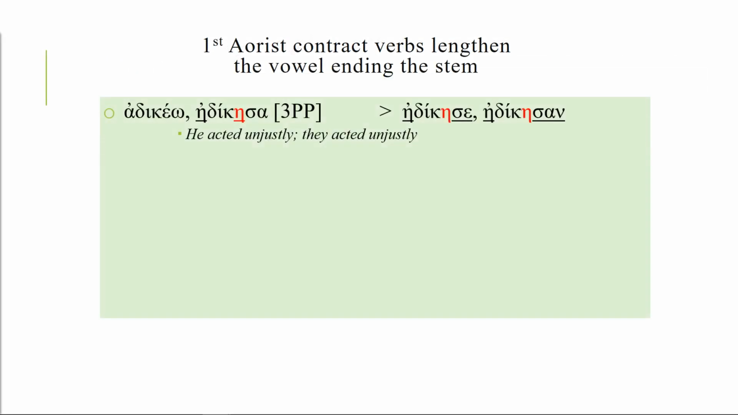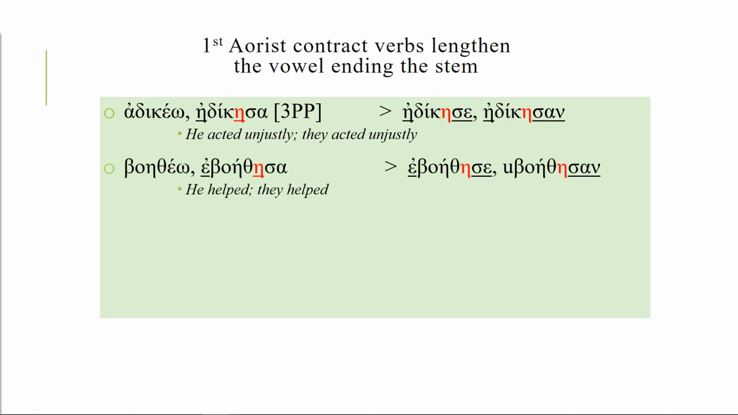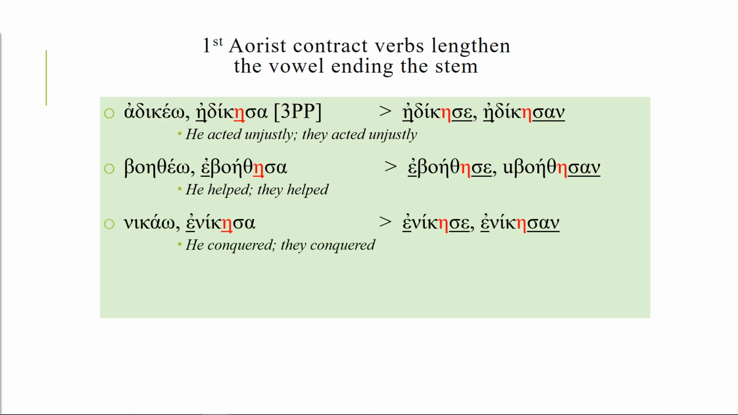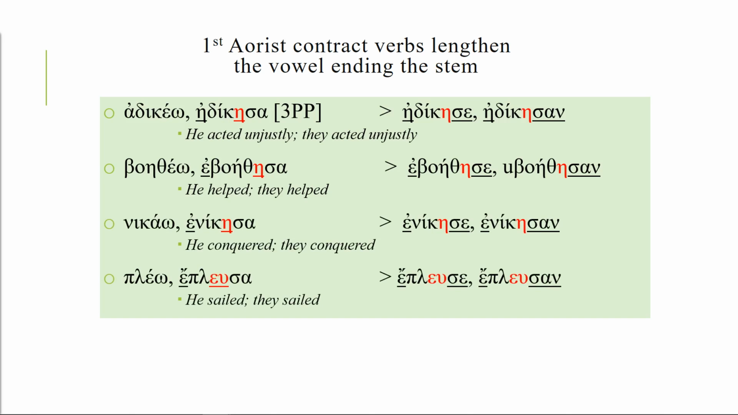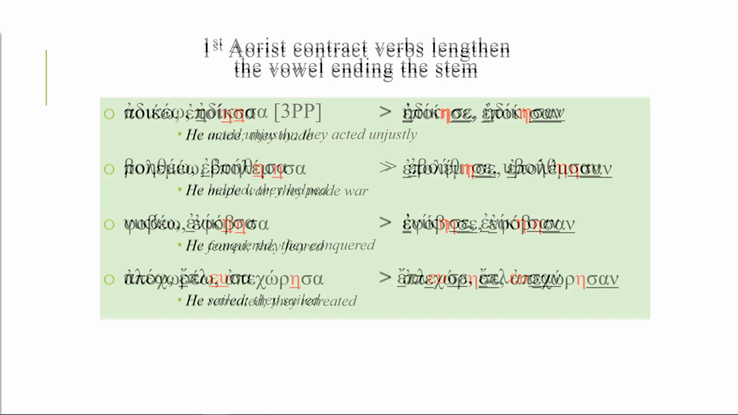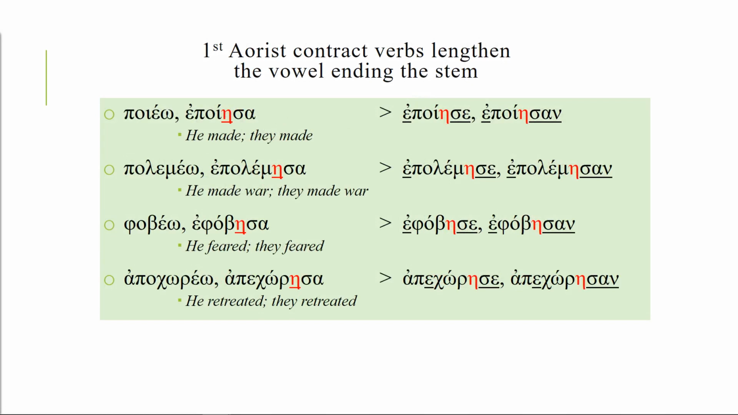Contract verbs lengthen the vowel ending the stem, as you would expect, before you put the sigma on. So adikeo becomes ēdikēsa and ēdikēsan. Boētheo, also the epsilon of the stem, when you added the sigma, became an eta. No problem. Otherwise, it looks the same. Nikao, the same thing. Pleuo, lengthened out to eu. More contract verbs. Poieo becomes epoiēsa. Again, you just start seeing the eta sigma and you say, oh, that's an aorist, right? That's one of the hints.